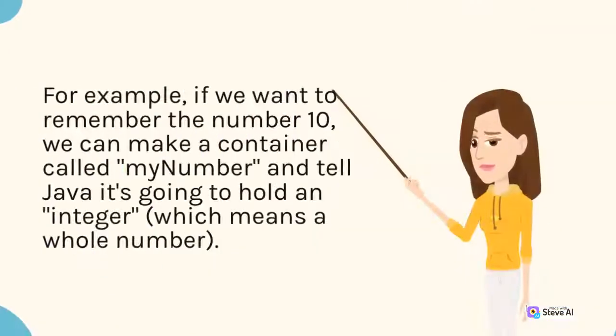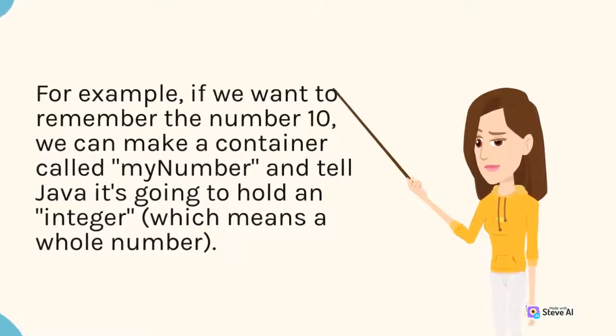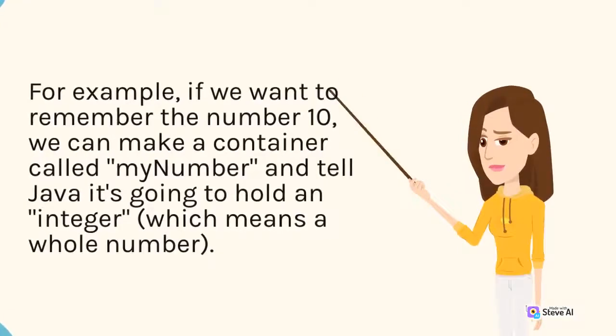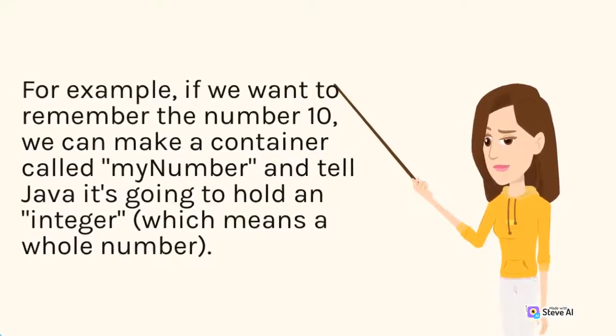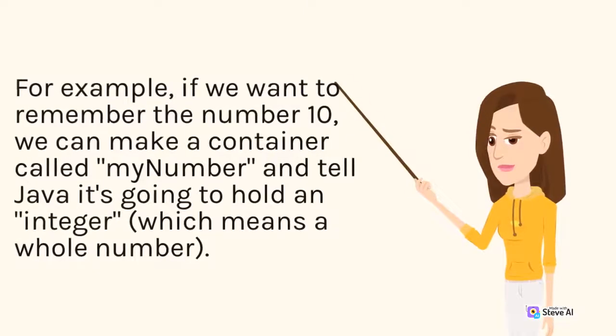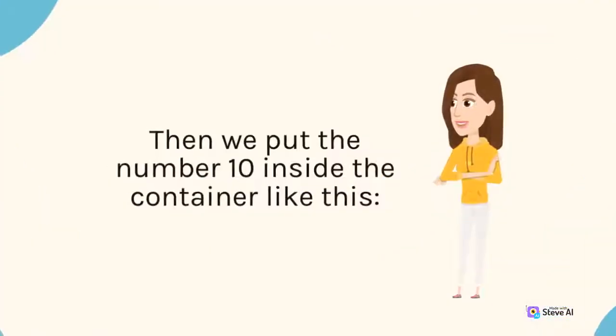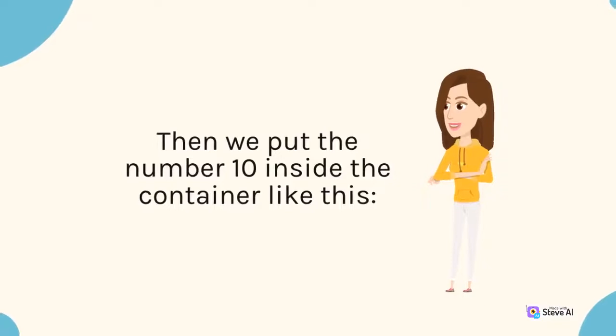For example, if we want to remember the number 10, we can make a container called myNumber and tell Java it's going to hold an integer, which means a whole number. Then we put the number 10 inside the container like this. int myNumber = 10.